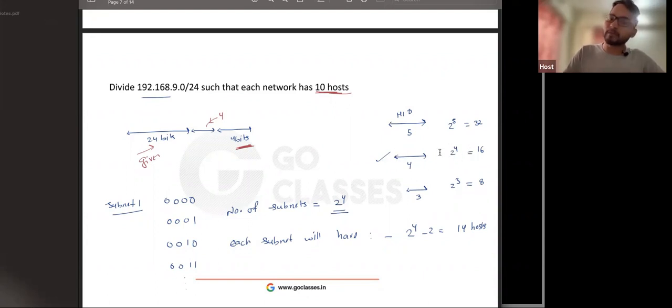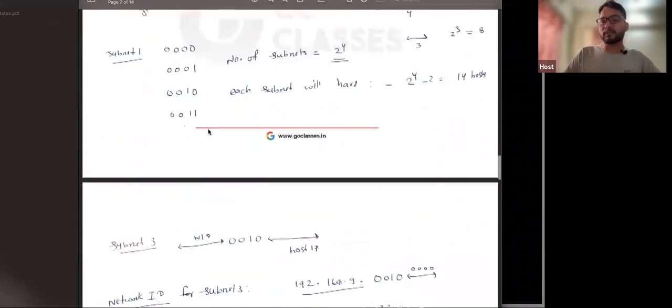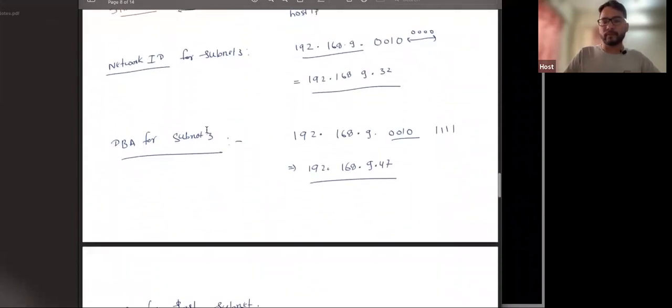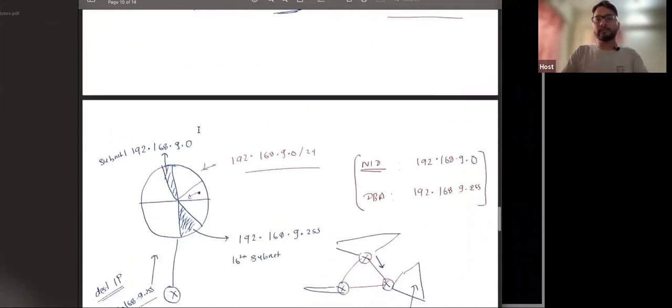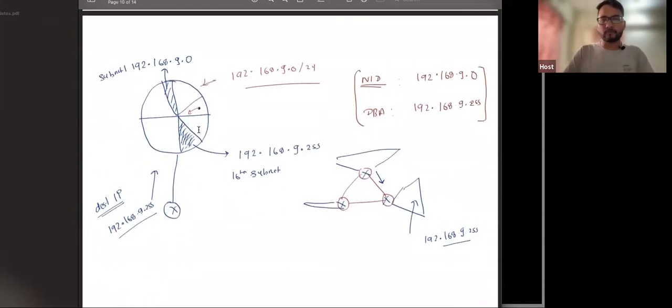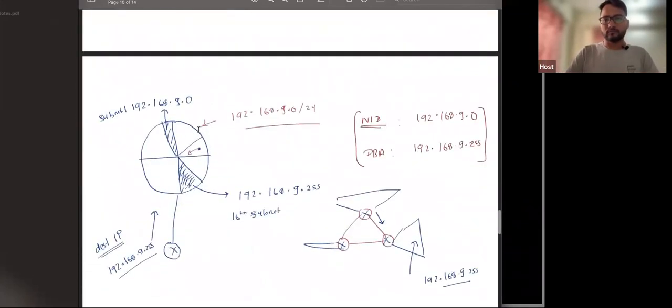So how many such subnets are possible? 24 bits are fixed, and then these 4 bits you need for the host ID. Then the middle 4 bits will be for the subnet. So that's why 16 subnets are possible, 2 power 4, right? Okay, so this was there. Yeah, these are the 16 subnets.